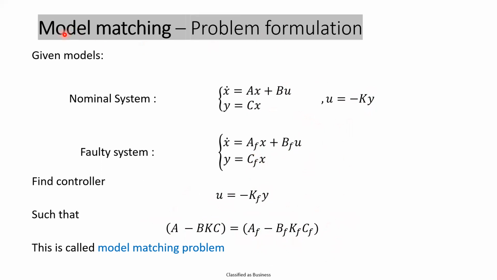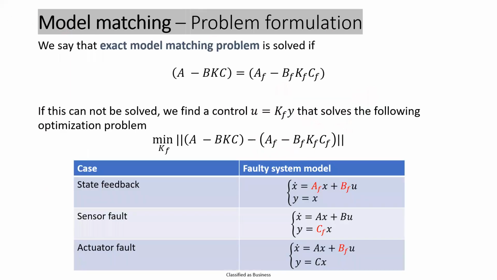So this is called model matching. For model matching, we can either achieve exact model matching. Exact model matching means that we are able to find KF such that A minus BKC is exactly equal to AF minus BF KF CF. If it happens, we say that it is exact model matching.